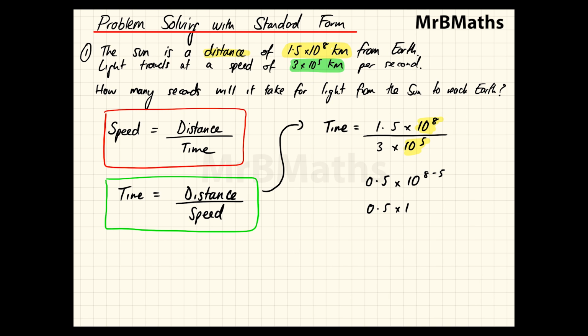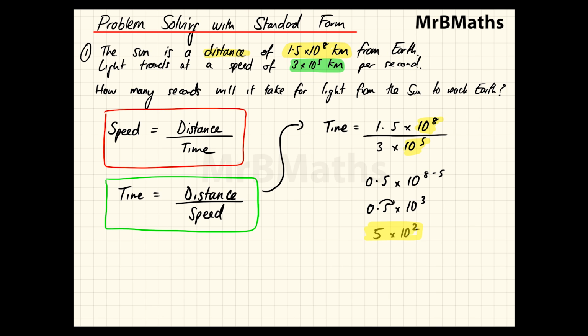10 to the 3. Now be careful, this is not the final answer again, because standard form must be between 1 and less than 10. So I have to change this 0.5 to 5, and because I've increased 0.5 to 5, I have to decrease the index, so it will be 5 times 10 to the 2. At the moment, 5 times 10 to the 2, yes, that is our answer in standard form, but we need the answer to be in seconds.